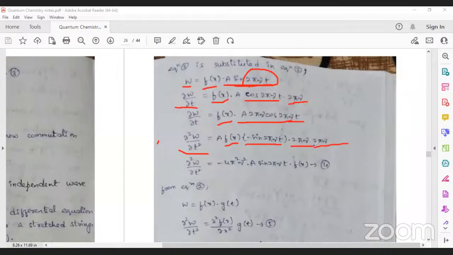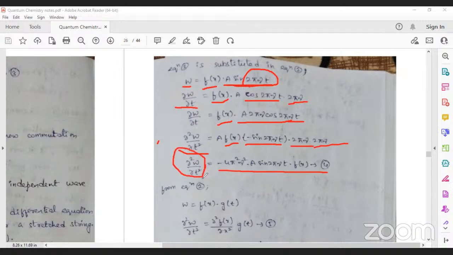Again, we will get 2 pi nu. So finally, we will get the result, that is minus 4 pi square nu square into a into sine 2 pi nu t into f of x. This is the equation, that is dou square w by dou t square.